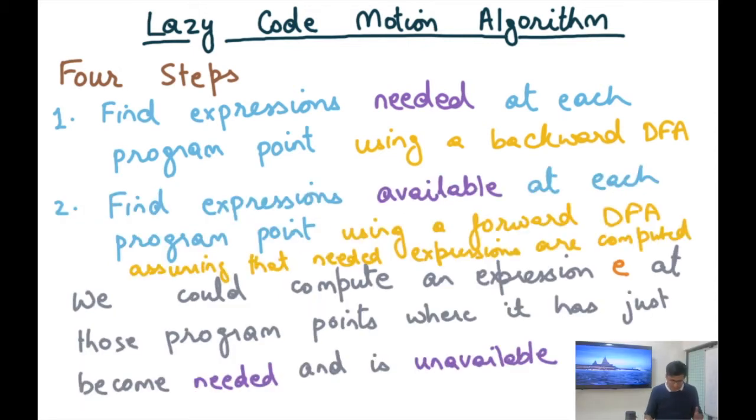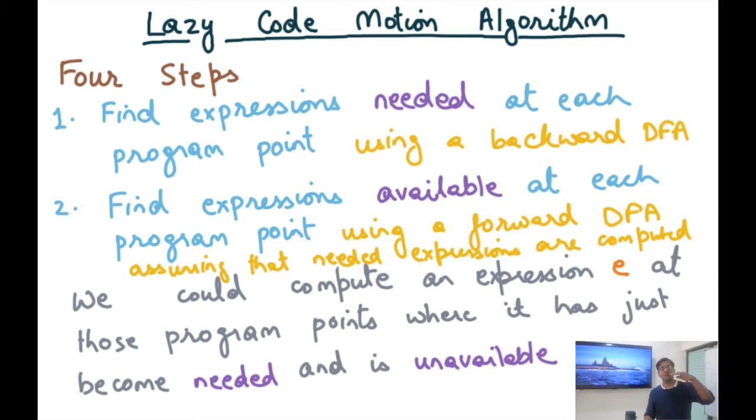Second, find expressions available at each program point. This is similar to the available expressions analysis, which basically means that an expression is already available here if it is available on all the incoming paths. But there is a slight twist. We are going to assume that needed expressions are also available.